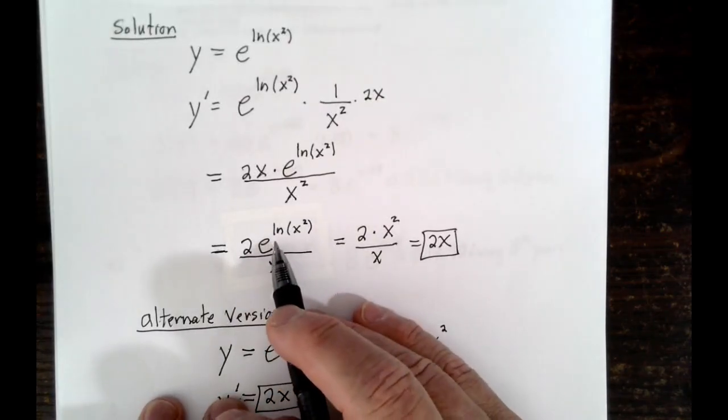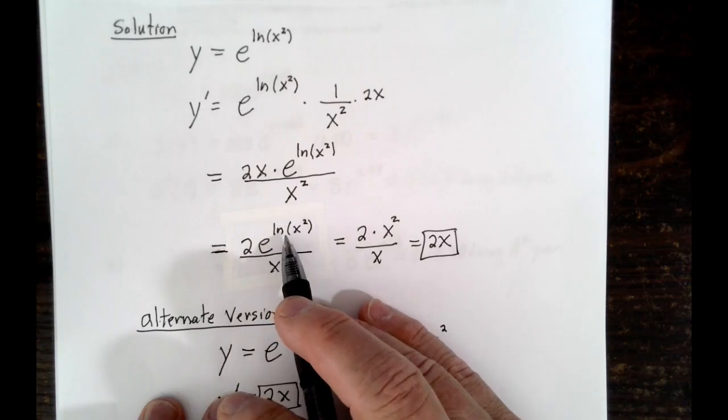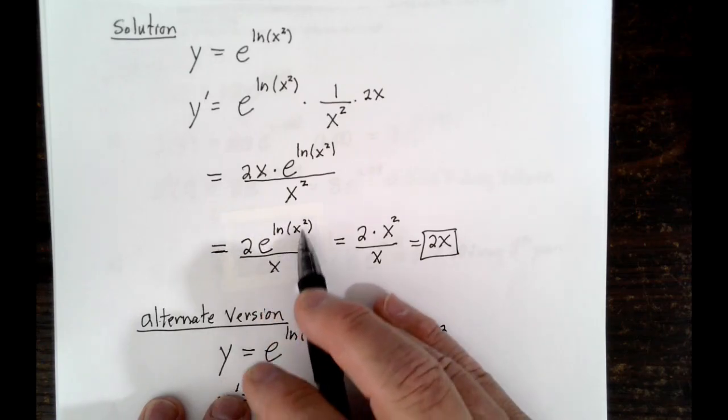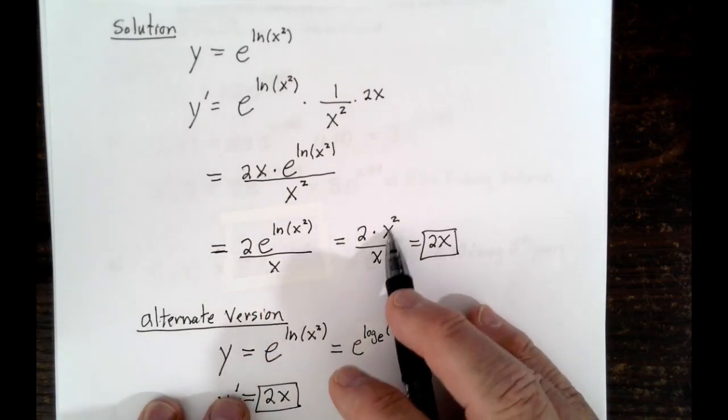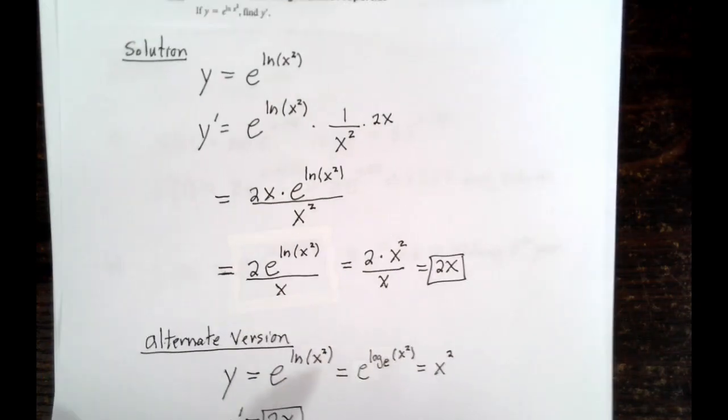At this point, if you simplify this, you get e to the log base e of x squared. So this part here is just x squared. And when you replace it and cancel with the x below, you get 2x.